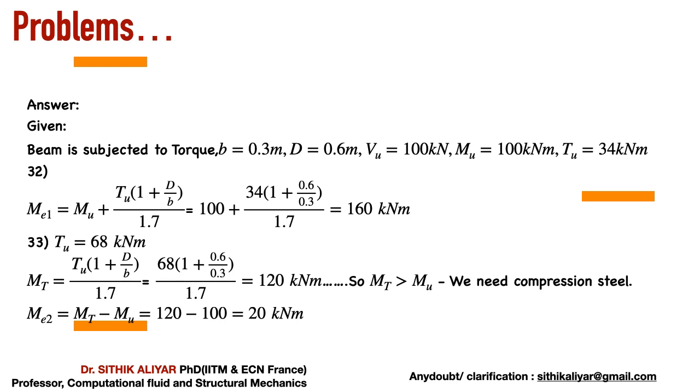So we need compression steel. The first condition is satisfied. And the moment for which ASC should be designed is nothing but MT minus MU. So 120 minus 100 is 20 kilonewton meter. This will be your answer for the second question, and for this moment you have to design the ASC, the area of the compression steel. So with this we have discussed the objective oriented problems for torsion, for calculating equivalent shear force and equivalent bending moment for tension steel and also for compression steel.